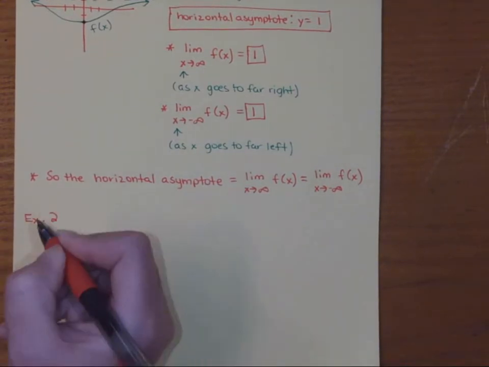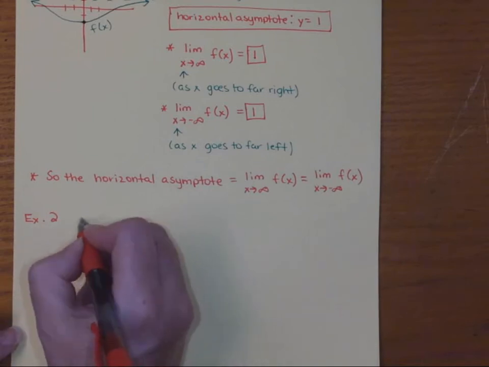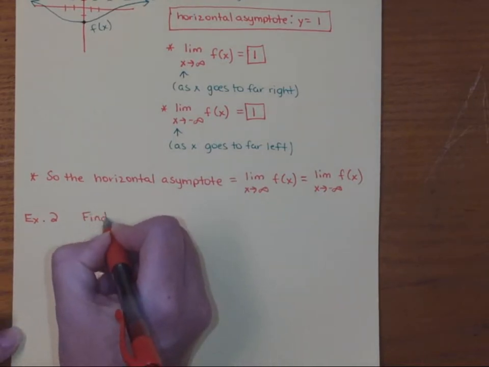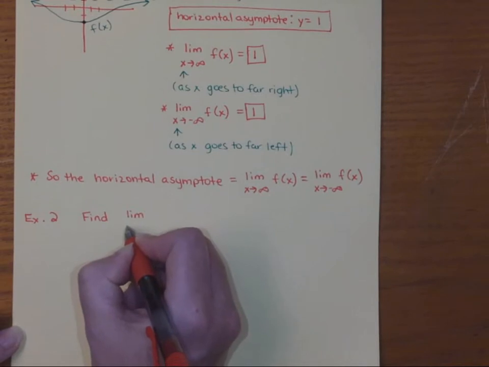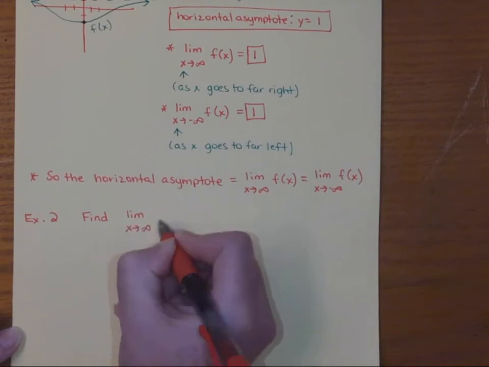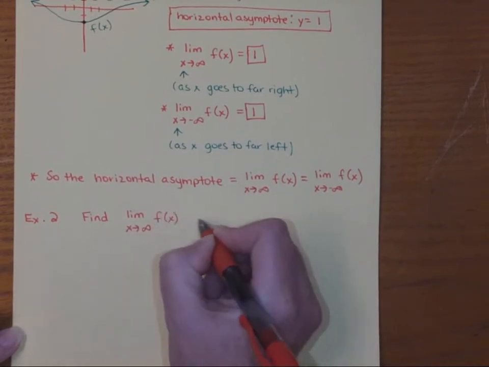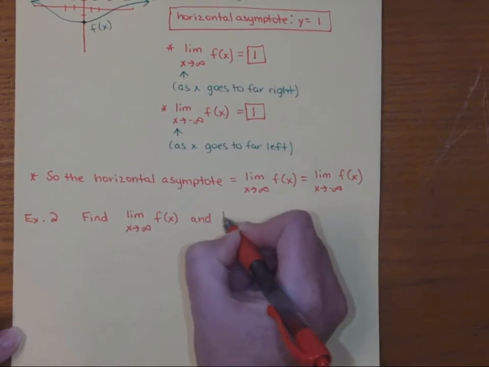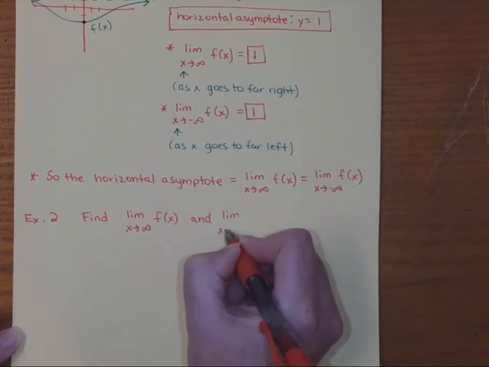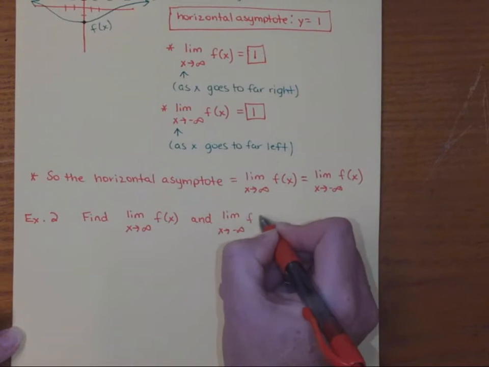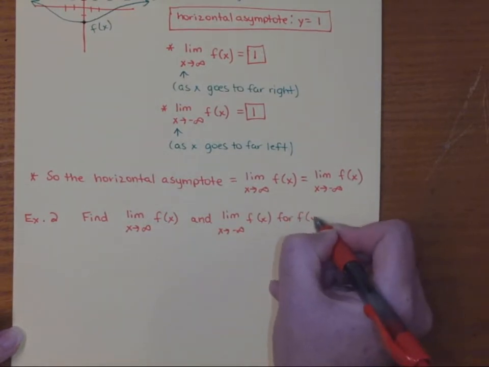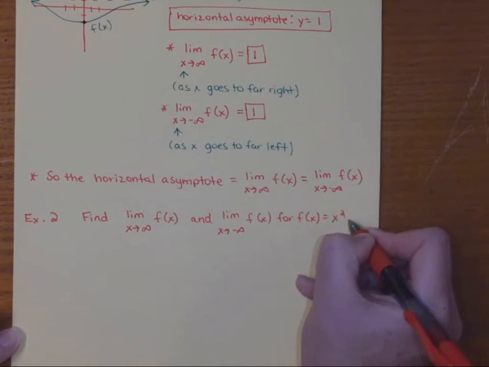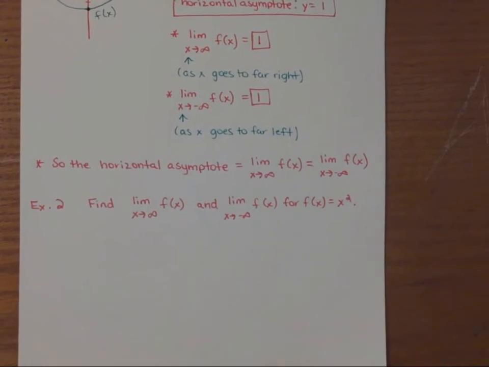All right, so let's look at a couple examples and see if we can take maybe common graphs and answer some of these more unusual questions. So I want you to find the limit as x approaches infinity of f of x. I'm going to give you a graph in just a bit. And the limit as x approaches negative infinity of f of x. And let's say the graph that I want you to look at is for the function x squared. So y equals x squared.